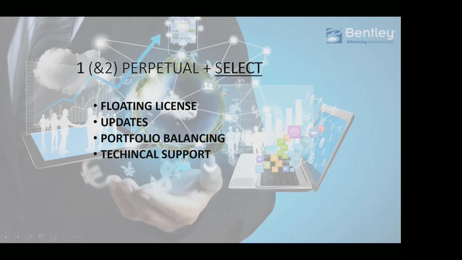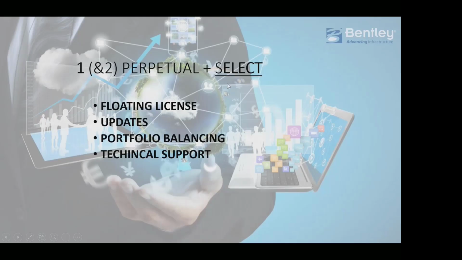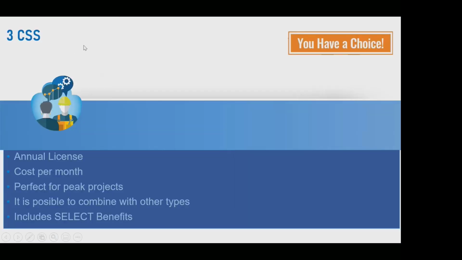And there is an interesting benefit called portfolio balancing, where you can change one product for another equivalent product. It is only possible under SELECT. It also includes technical support and updates. Then CSS, an annual license.